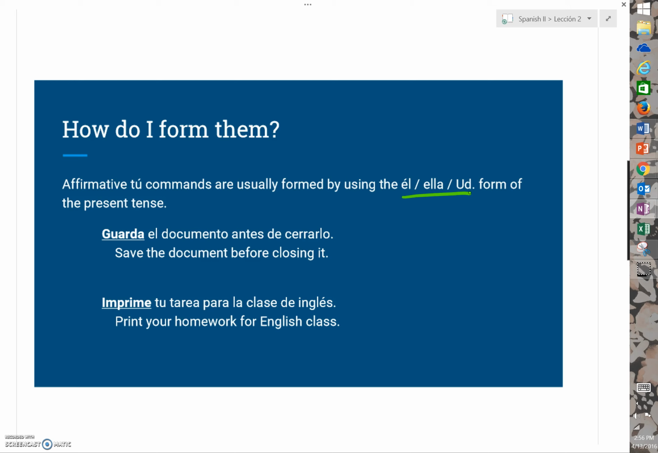Let's look at some examples, like guarda el documento antes de cerrarlo. Guarda comes from the verb guardar. It is the él, ella, usted form, and therefore it is also the affirmative tú command. Imprime comes from imprimir. It is the él, ella, usted form of the verb, and therefore also its affirmative tú command.